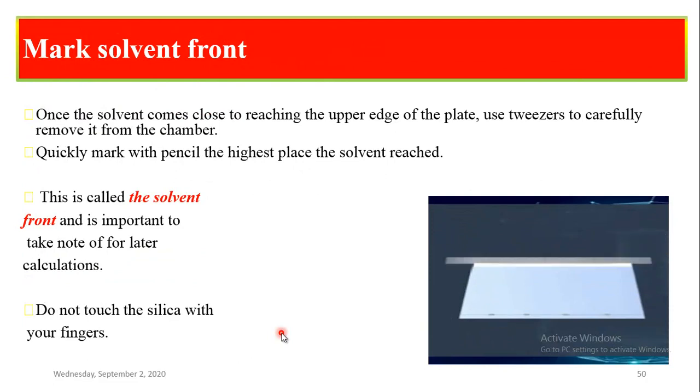Mark the solvent front. When we develop the plate, after that we mark the solvent front using a lead pencil. We mark the highest place the solvent reaches. That is called the solvent front, meaning where our solvent reaches and does not move further. We mark it with a lead pencil because it is used later for the calculation of the RF value.